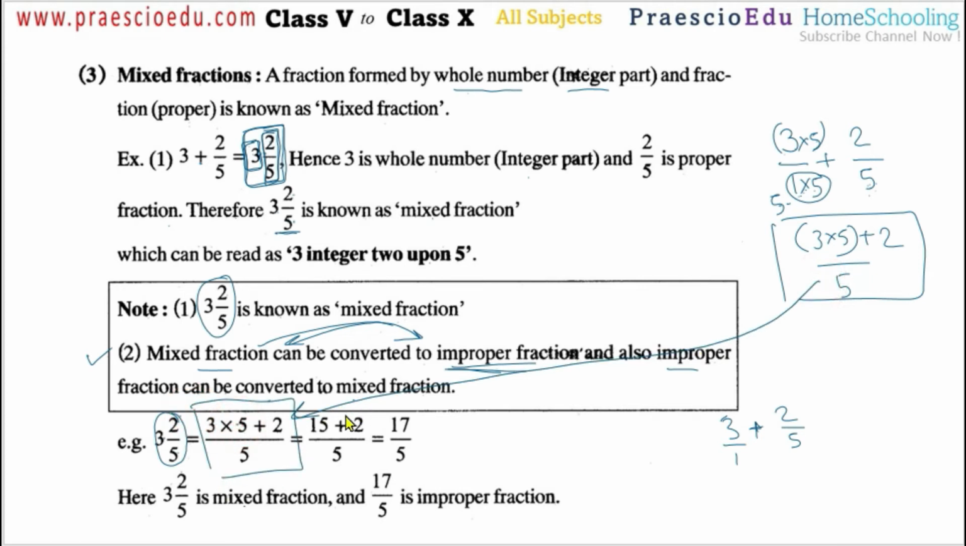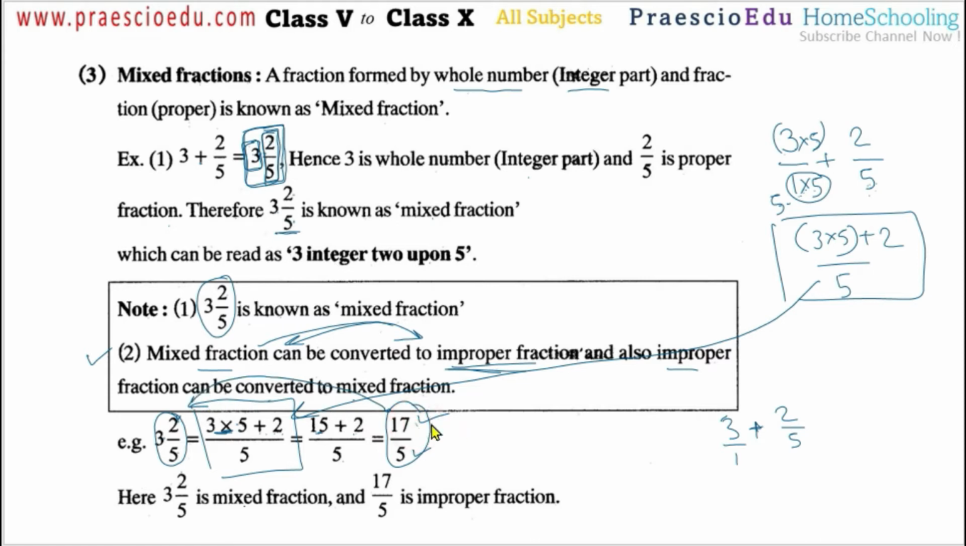After this, for the simplification, multiplication has to be done first, so 3 multiplied by 5 is 15, and then plus 2. So 15 plus 2 means 17, with denominator 5. So this is now an improper fraction. So we went from a mixed fraction to an improper fraction. Now from improper to mixed we can also do.